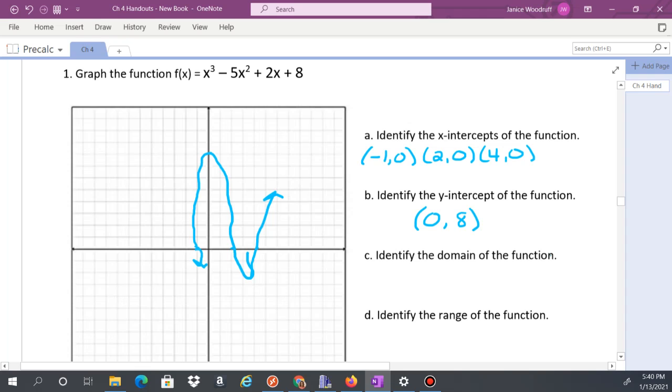The domain and range of the function, just for this one here, they're both going to be continuous up and to the right, down and to the left. So both the domain and range here are going to be -infinity to infinity.